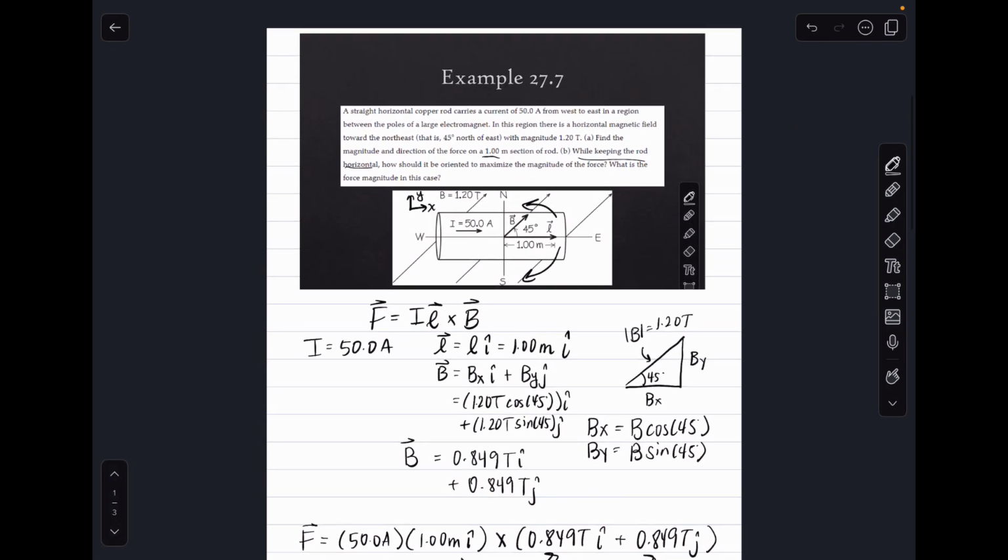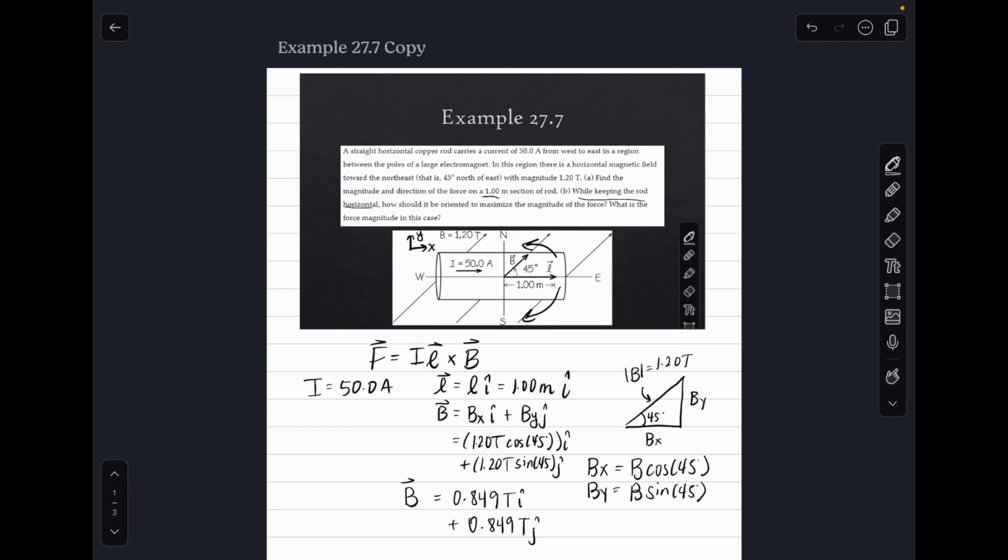So let's look at our picture. To make the angle between B and L 90 degrees, we need L, so we're moving the rod, but we need L to be like right here. Right, so we need to rotate the rod 45 degrees to the south, right? That would make this angle here 90, and therefore we would maximize the force on that rod, okay?